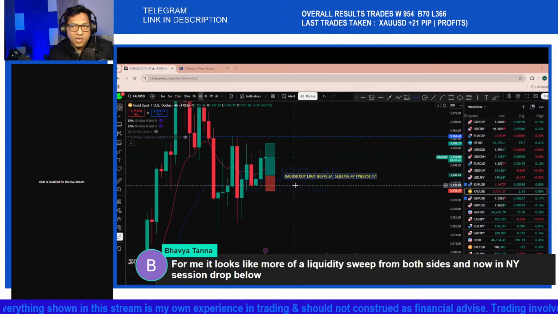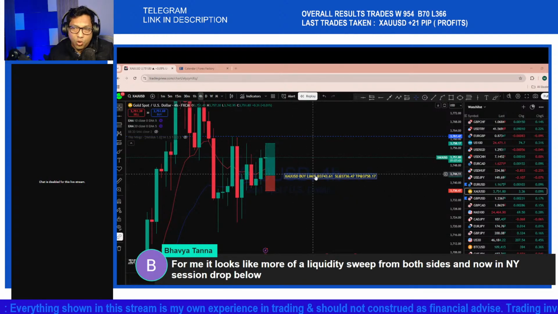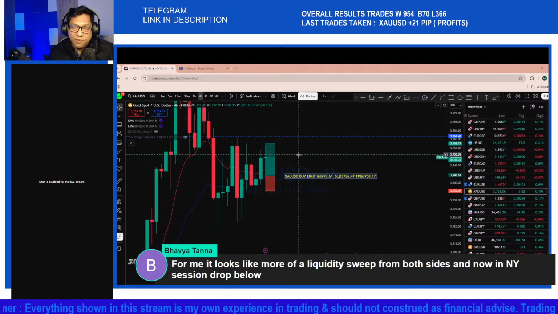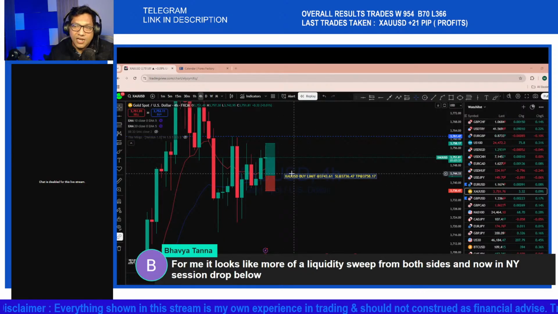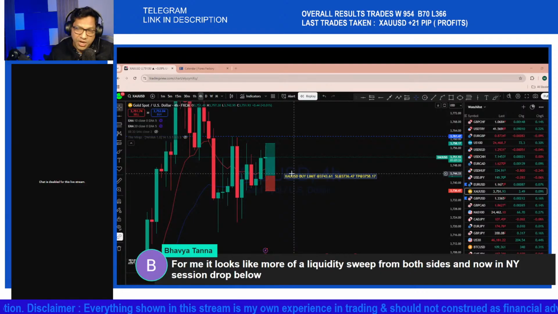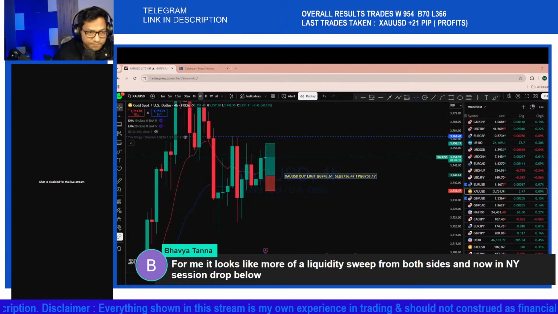So here we can see the 4-hour market. This is where the market is not pushing high. Instead, it's gathering liquidity from both directions for a potential breakout in this market.